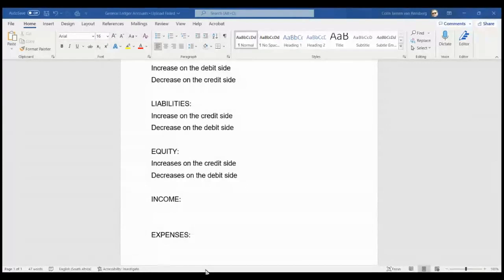Anyone else wants to try? On the credit side, thank you, Matomi. Thank you, Lolita. Credit side.